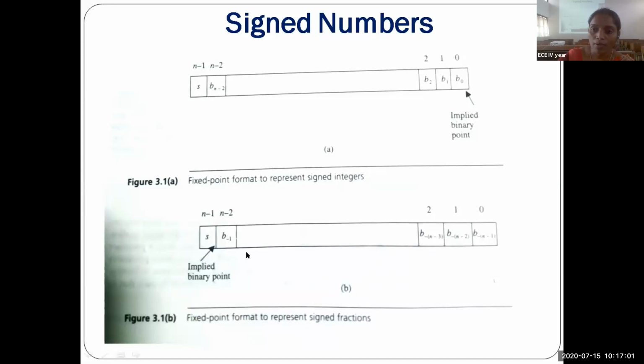If you know the decimal value, how to get the binary value? Simply multiply with 2. 0.625 into 2, what is the resultant value? Take the integer part aside and take the remaining fraction. Again multiply with 2, take the value. That is the representation of binary. Is it clear? So the binary implied point differentiates which is the integer part and which is the fractional part. You have done several problems on this.